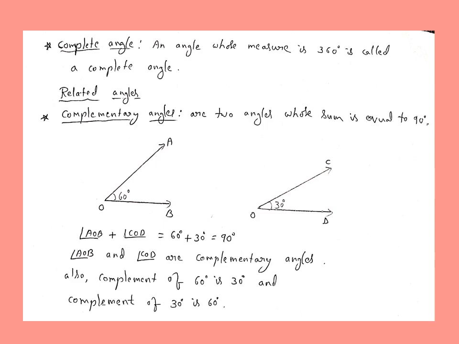Related angles. Complementary angles are two angles whose sum is equal to 90 degrees. Here AOB is 60 degrees and COD is 30 degrees. When you add up both the angles, we will get 90 degrees. 60 degrees plus 30 degrees equals 90 degrees. Angle AOB and angle COD are complementary angles. Also, the complement of 60 degrees is 30 degrees and the complement of 30 degrees is 60 degrees.